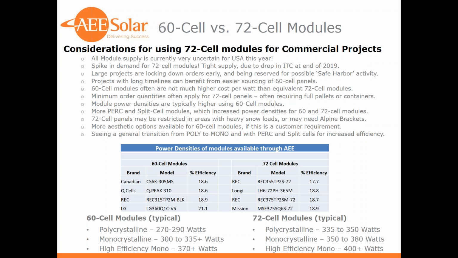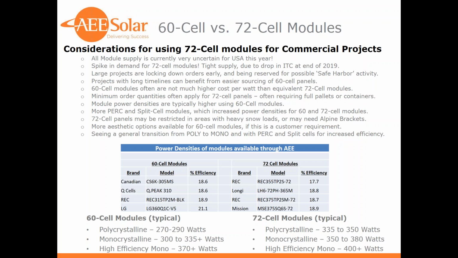So we are seeing projects that are locking down large quantities of modules early, and lots of safe harbor activity, and modules being reserved for utility scale and large scale commercial projects ahead of time. So for projects that have long lead times, if you need modules quicker, you may want to consider looking at 60 cell panel modules, which are generally in larger supply and more readily available.